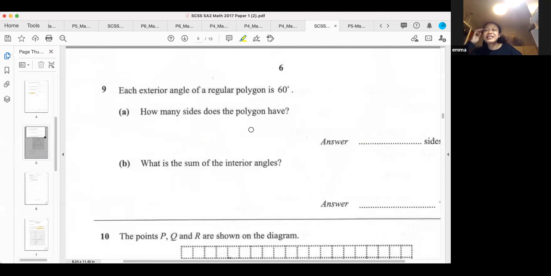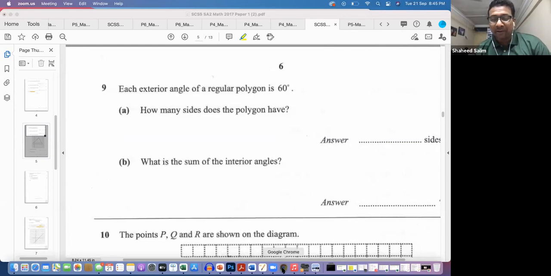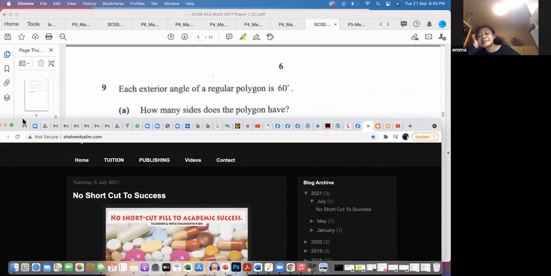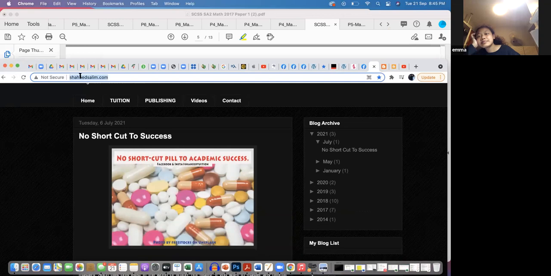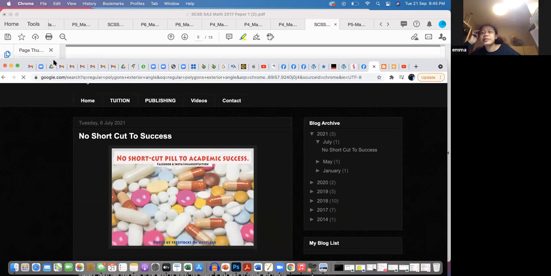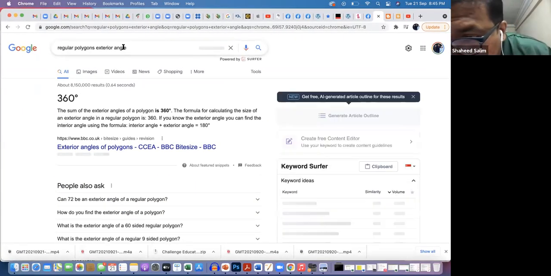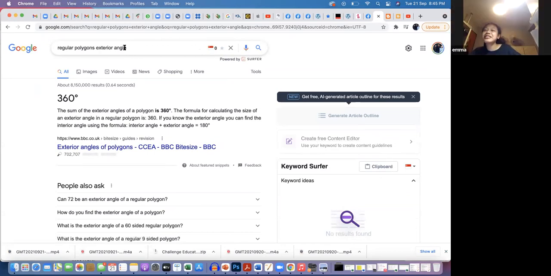What did you say? Okay, no problem. We are now going to go and look at polygons. Okay, polygons. Regular. You can see the screen? Yes, right. Polygons, exterior angle. You have so many tabs. So many things. Which one? You have so many tabs. So many tabs on, yeah. Bad.